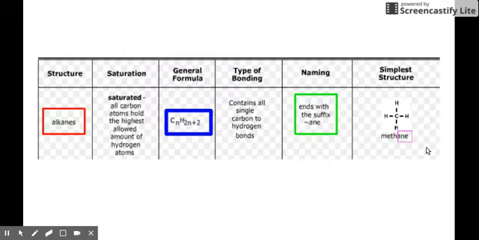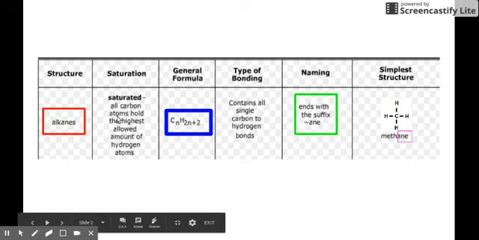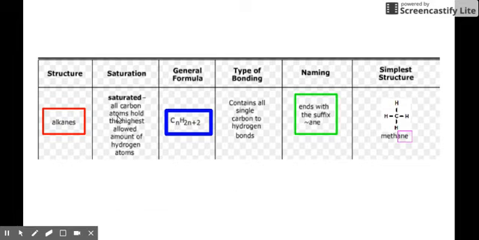So generally, when we define alkanes, these are our saturated, all carbon atoms hold the highest allowed amount of hydrogen atoms. So mostly you'll see that the surrounding atoms are hydrogen. The general formula of alkanes is CnH2n+2. So if your n is 2, so if you have two carbons, so if it's C2, H will become 2 times 2 plus 2, so that is 6. So the general formula for a 2-carbon alkane will become C2H6.